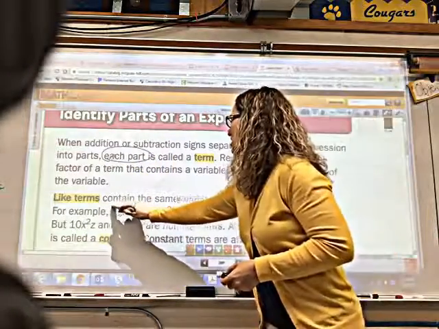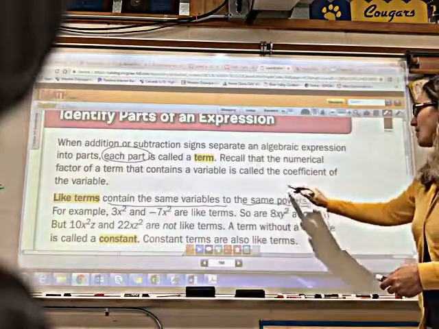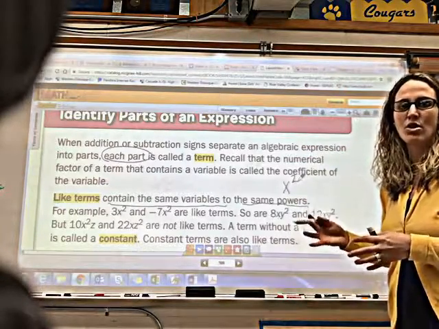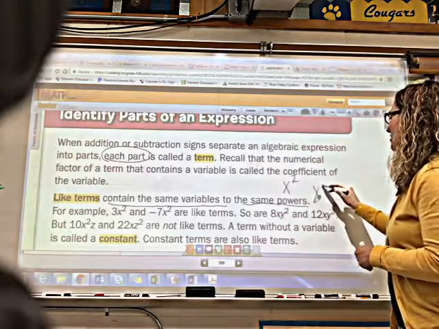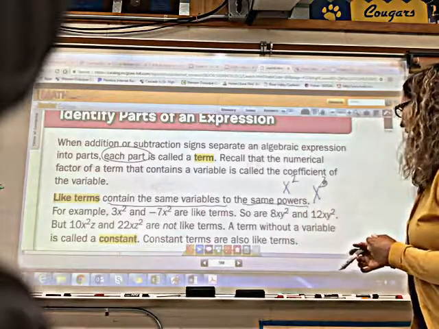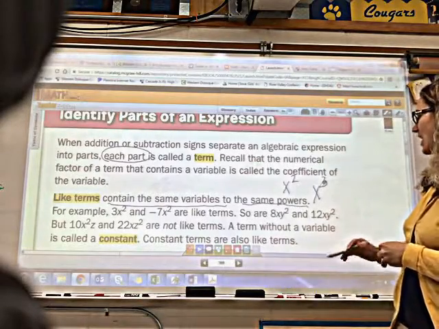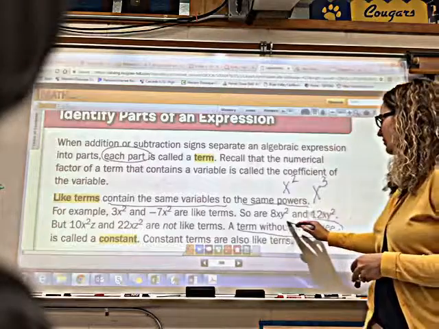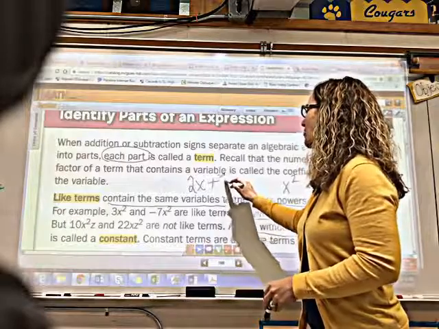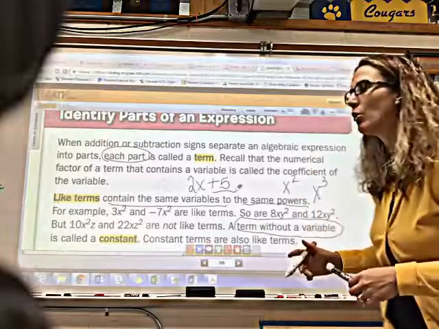Like terms are going to contain your same variable, and they have to go to the same power. What they mean by that is if you have x to the second, you can only combine that with another term that has x to the second. If I have an x to the third or x cubed, I cannot combine that with an x squared term. The other one is going to be your constant. Constants can be like terms, but basically those are your terms without variables. So when you have a situation of, let's say, 2x plus 5, my constant in that is going to be 5 because that's my term that does not have a variable with it.